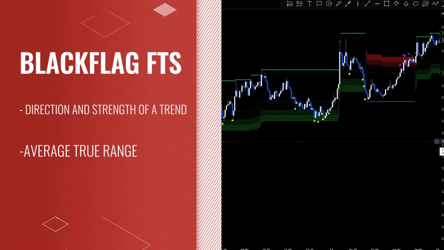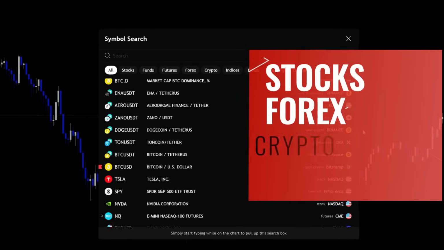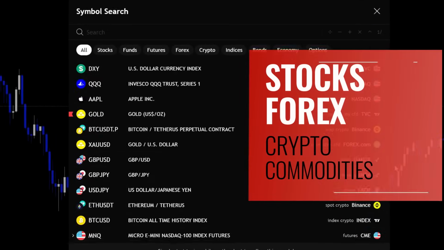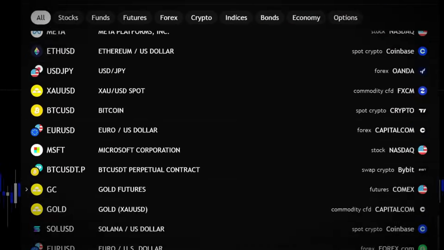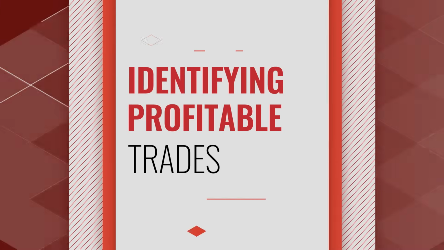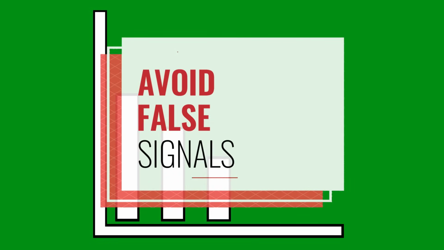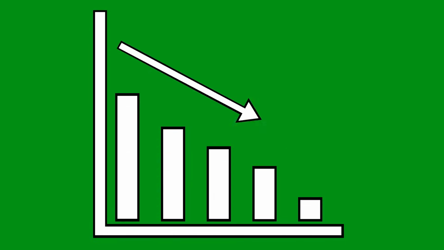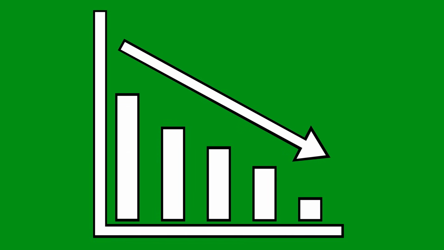Now, here's the beauty of this thing. It works on pretty much any market: stocks, forex, crypto, commodities, you name it. And despite its power, it's surprisingly user-friendly. But the real value isn't just in spotting trends. It's in helping you identify profitable trades and, just as importantly, avoid those frustrating false signals that can lead to losses. It's like having a filter that helps you see the signal through the noise.